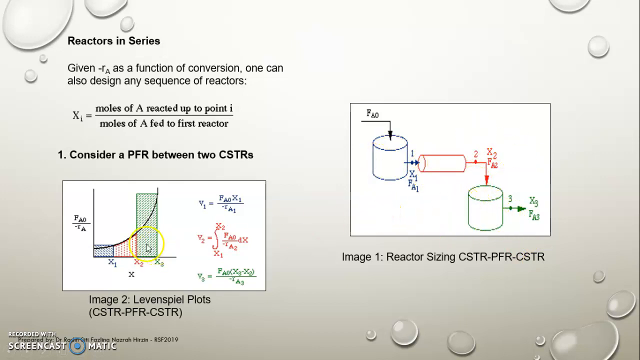So gambaran graf dia adalah macam ni. Okay, so perhatikan cara dia lorekkan graf. CSTR lorek penuh. Yang ni pun lorek penuh juga. CSTR yang PFR hanya lorek di bawah graf sahaja. Okay, untuk volume first, FA0 X1 divided by negative RA1. Okay, so untuk volume 2, dia guna X2 dekat sini. So kat bawah ni dia guna X1 lah.